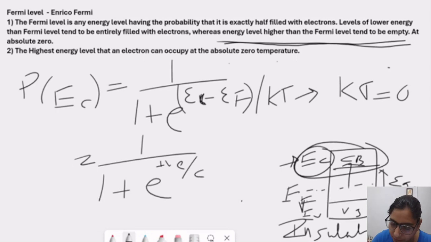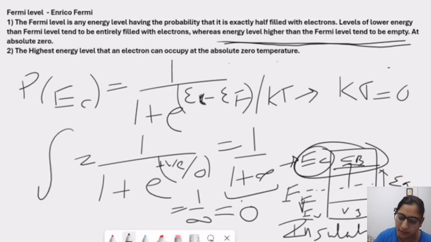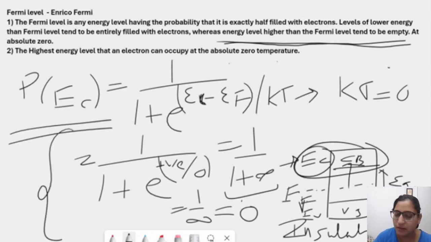And we divide it by 0. So anything we divide by 0 is nothing but infinity. So this is 1 upon 1 plus infinity. Now if I am adding anything to infinity, it is always an infinity. So this is the function 1 upon infinity and it is nothing but 0. So the probability here that electrons we will find in conduction band at absolute 0 in insulators or any metals is 0%. Clearly understand this?